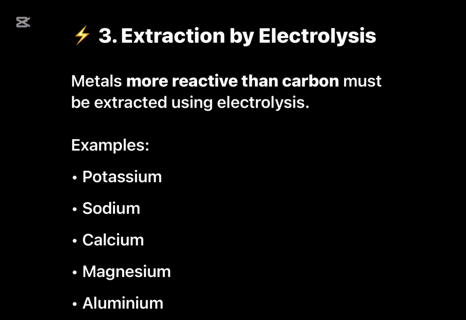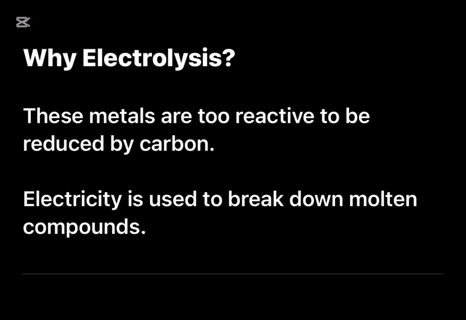Now, if you notice, metals that are more reactive than carbon must be extracted using the electrolysis method. These metals are potassium, sodium, calcium, magnesium, aluminium. All of these metals are extracted by electrolysis. Why electrolysis? This is because these metals are too reactive to be reduced by carbon. In electrolysis, electricity is used to break down the molten compound before the metal can be extracted.